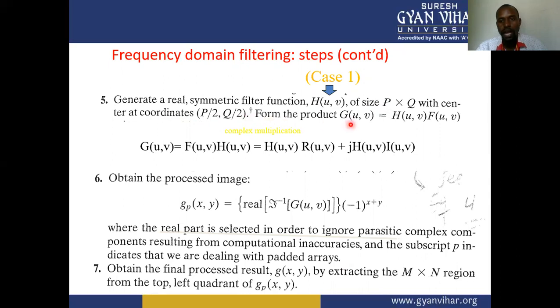So this will generate the output filtered image in the frequency domain, which is given by G(u,v) equals H(u,v) times F(u,v), where H(u,v) is the transfer function and F(u,v) is the input in the frequency domain. This is the complex multiplication that we get as a result. The obtained processed image is now a padded image in the spatial domain, gp(x,y), given by this equation. The real part is selected in order to avoid any parasitic complex components. So finally, the processed image is g(x,y).